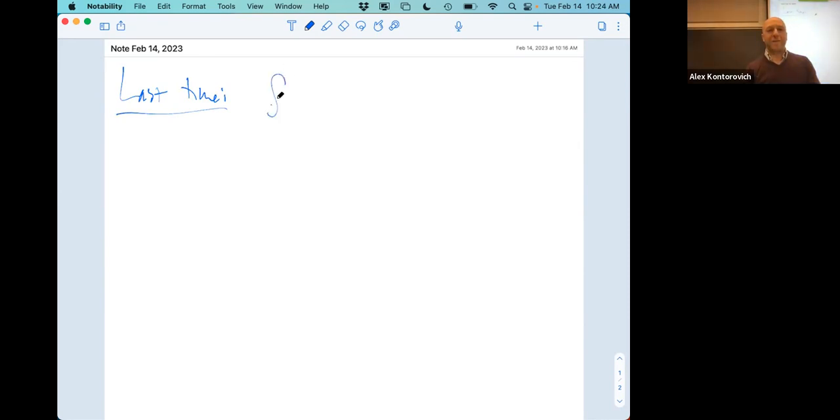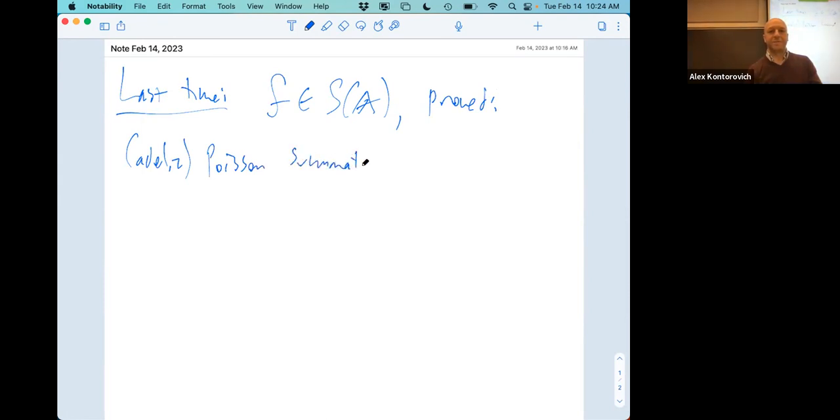Right. Okay, so if F is in the Schwartz space, the Adelic Schwartz space, I'll try to remind you what that is. I think we've seen it enough times now. We proved the Adelic Poisson summation formula, that when you sum F on the rationals, or you sum F hat on also the rationals, you get the same thing.